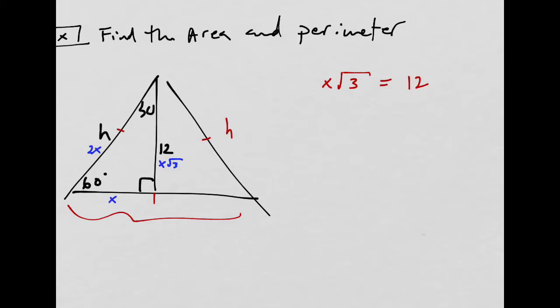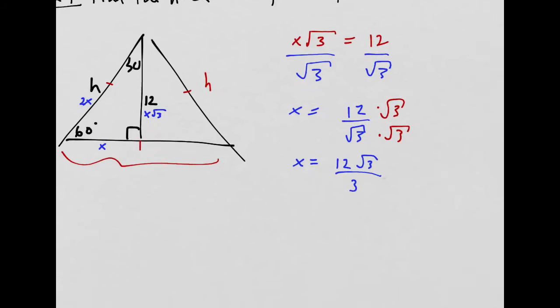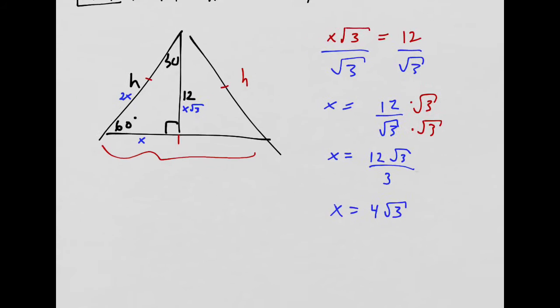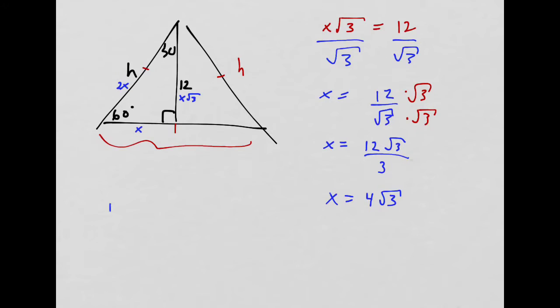So great, I can just divide by the square root of 3. So x equals 12 divided by the square root of 3. Now if I wanted to rationalize this, remember I can multiply by the square root of 3 on the bottom and the top. So what do I get? I get x equals 12 root 3 divided by 3, and that's the same thing, x equals 4 square root of 3. So I know this, and that means I also know that. That's 8 square root of 3. So h equals 8 times the square root of 3. Hopefully this makes sense.